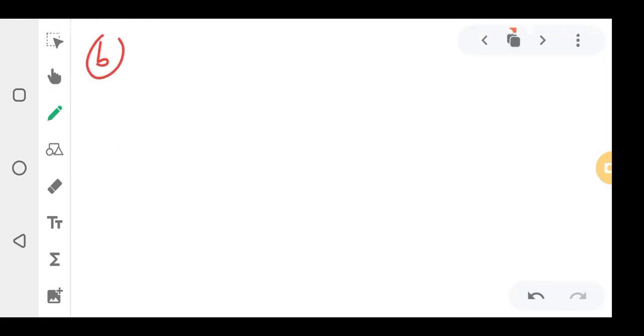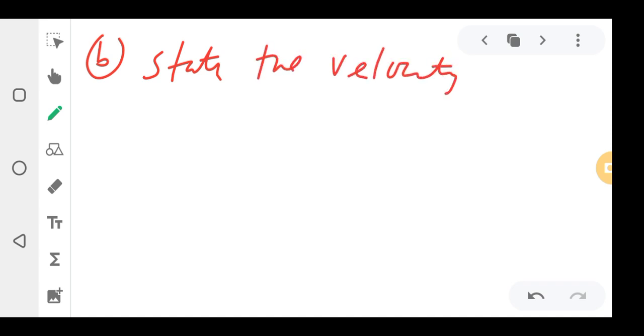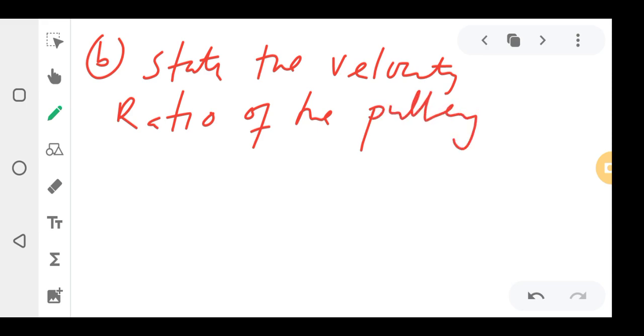Okay, part B of the same question. State the velocity ratio of the pulley. Meaning you need to calculate it. I've taught you how to find the velocity ratio. I didn't say define, I said state. So it means you're supposed to calculate it. Tell me what the velocity ratio is. 6, 7, 10, 11, whatever. Tell me what the velocity ratio is.